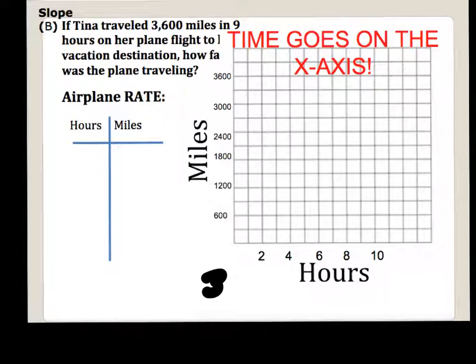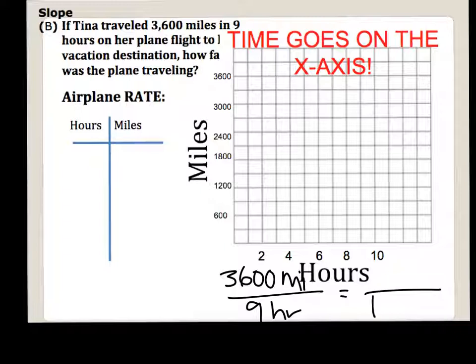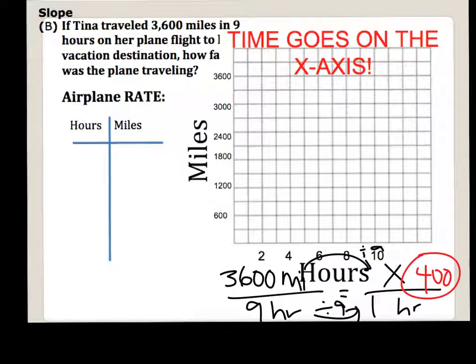So 3,600 miles in 9 hours. We need to find our unit rate, which is 1 hour. So we're going to divide by 9, and that gives me an answer of 400. Okay, so my rate is 400 miles per hour.